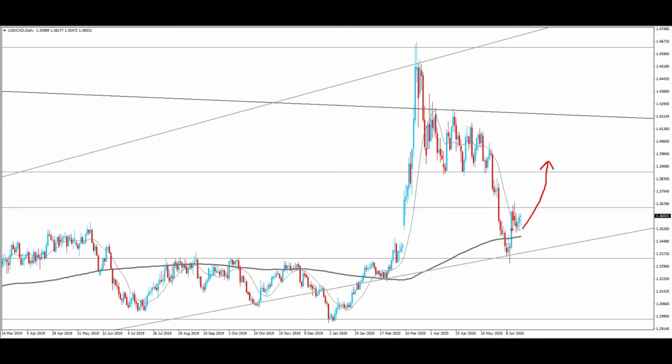So you can look for price action on the lower time frames on the 4-hour to get involved in this trade, to look for entries and ride it up to the monthly trend line around here, which we're expecting price to reach.